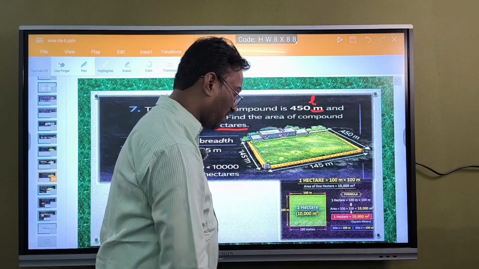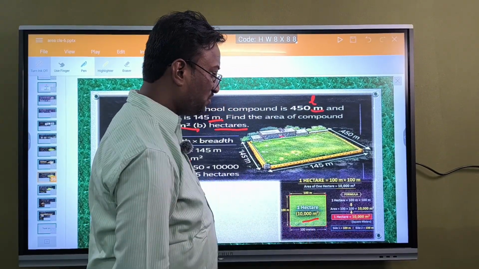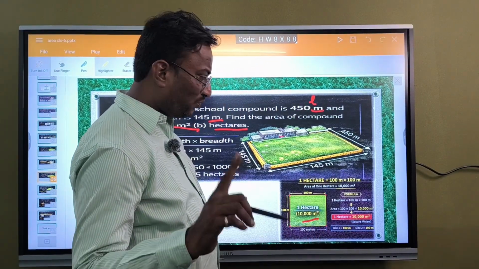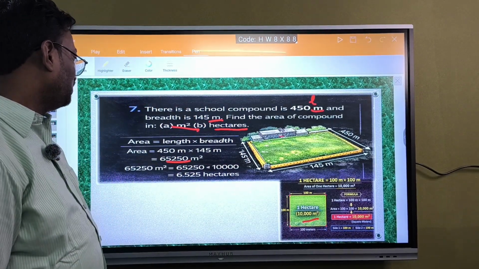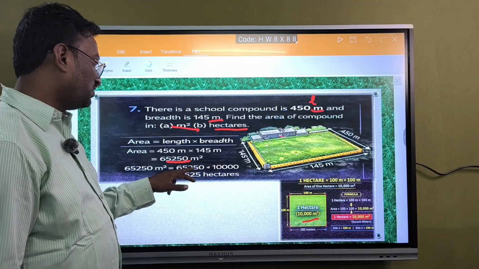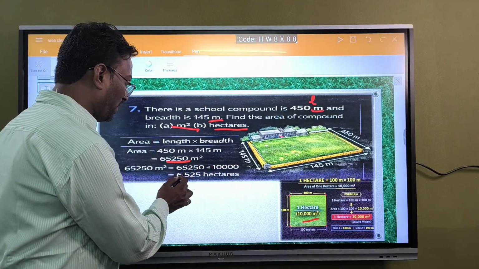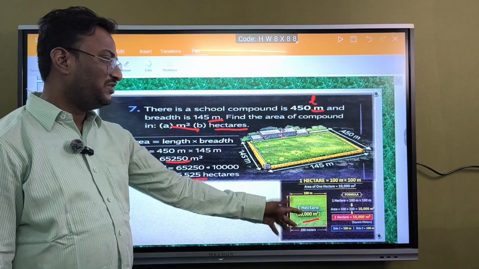See, we know the formula. 1 hectare is equal to 10,000 meters square. So 1 meter square is equal to 1 by 10,000 hectares. So for that, what you have to do? You divide it by 10,000, so that after 4 digits you keep one dot, that is 6.525 hectares. Easily you can get it.